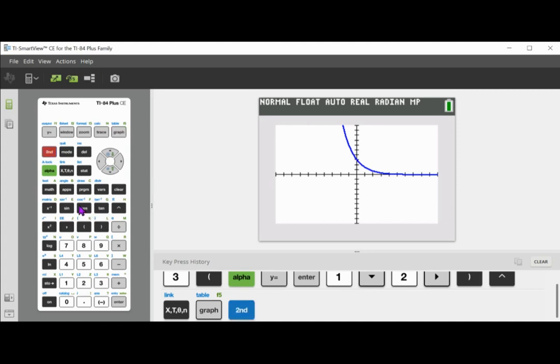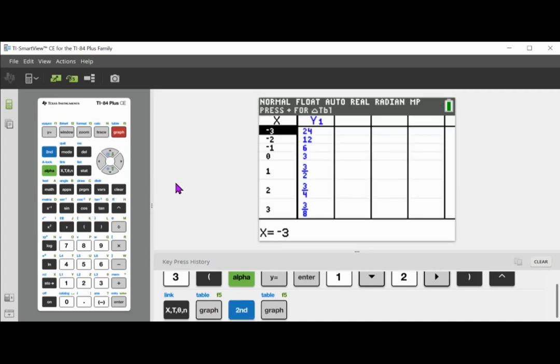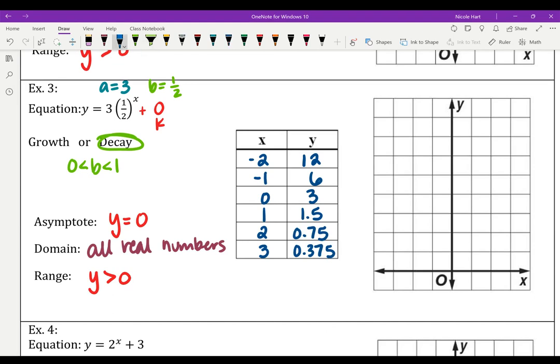I'm going to look at my table, second graph to look at the table. And I'm just going to enter these numbers that are on the screen from -3 to a +3. And that should fill my table. And then using those numbers, I'm going to graph it. All right, we have our table filled out. I can see that my y-intercept is at 0, 3. I'm going to plot my points.